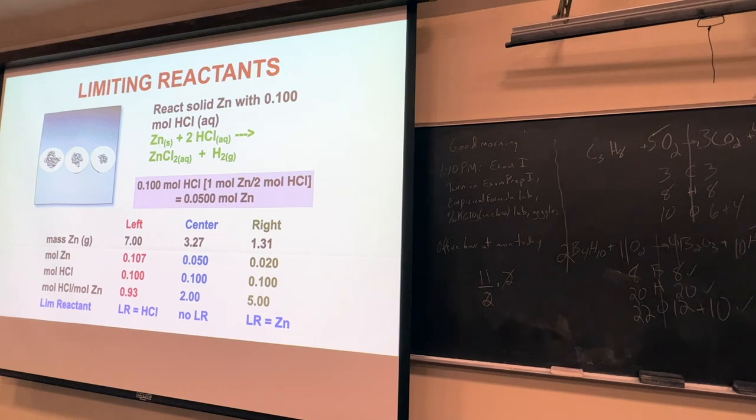Now, all of these are examples of things you'll run into in chemistry. Sometimes you'll have perfect amounts, which is nice. Sometimes you'll have HCl as your limiting reactant. Sometimes it'll be the zinc that's the limiting reactant. But if you can figure that part out, it makes it pretty cool.